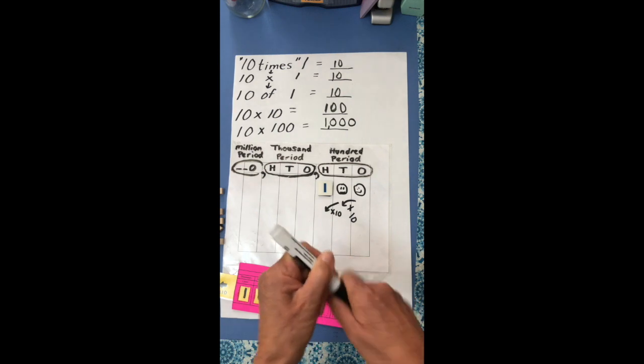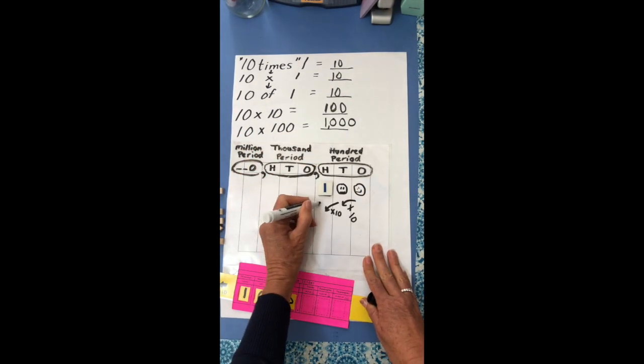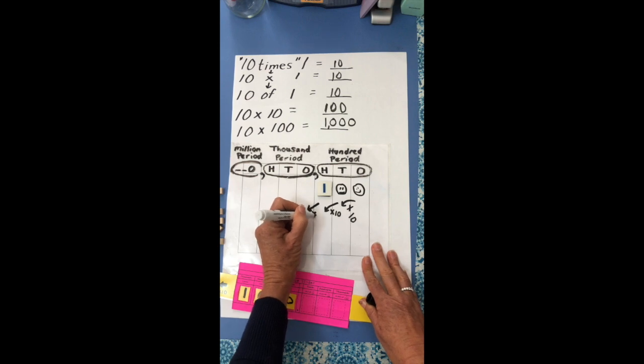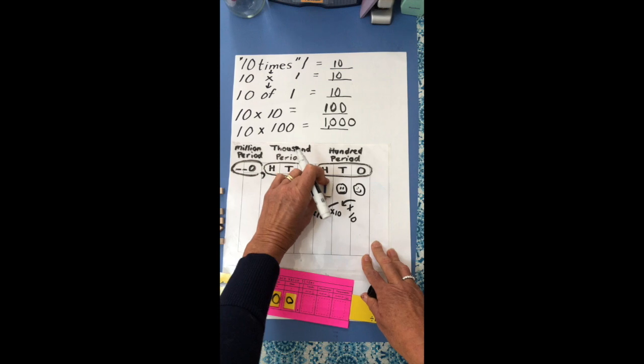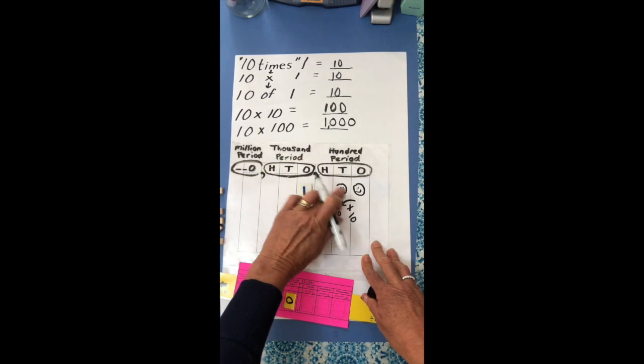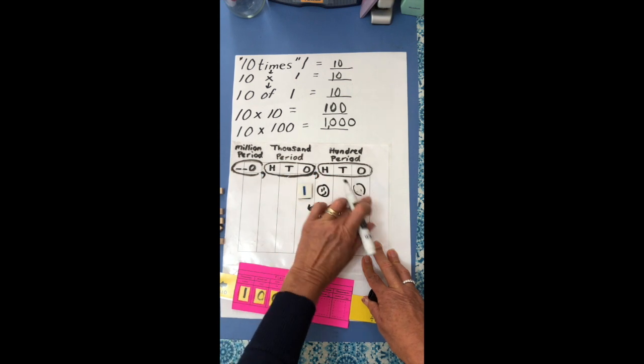So we know I'm doing 10 groups of 100, so I'm going to slide this over times 10, times 10. And if I do that, I have to slide over all 3 digits. So I'm going to slide over the 1, I'm going to slide over this 0, and I'm going to slide over this 0.